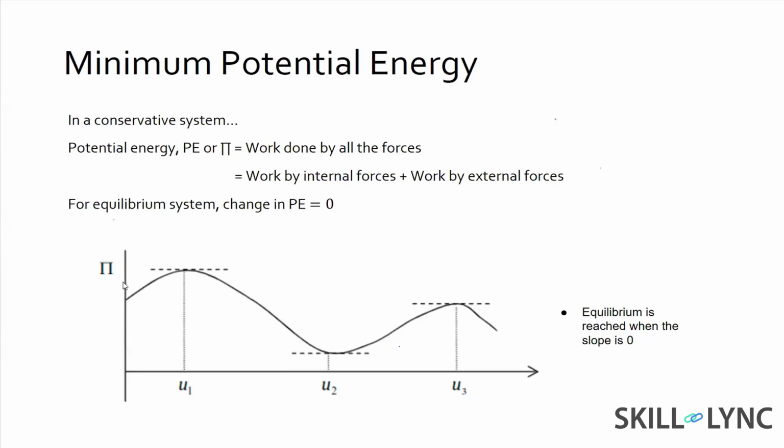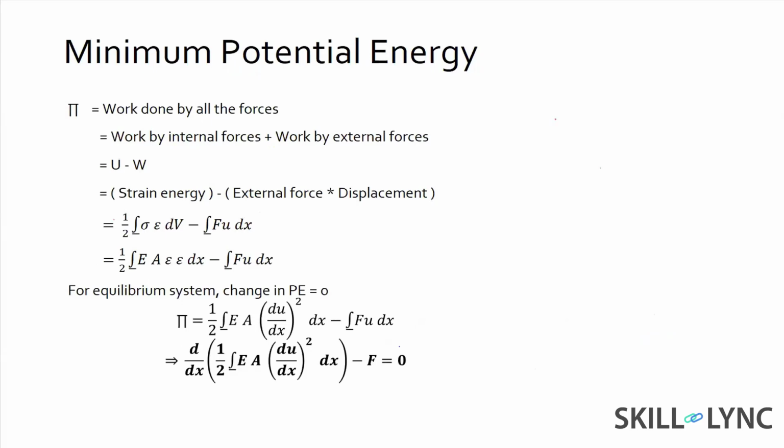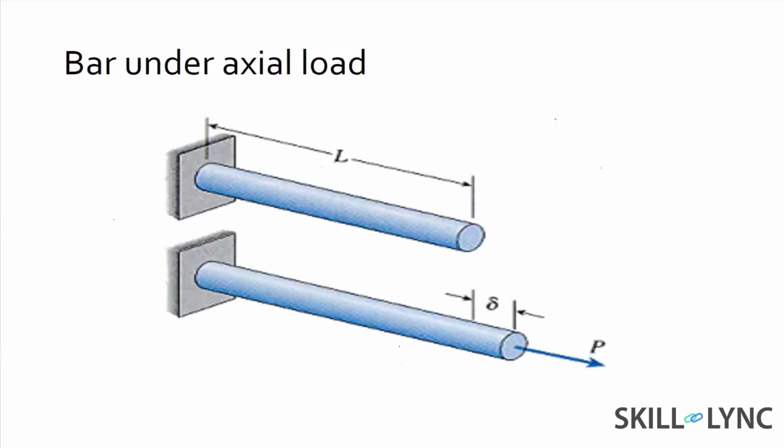And if you look at the change here, wherever the potential energy is hitting either a maximum or a minimum or an inflection point, that will be where your change in potential energy is zero, and that is where you have your stable equilibrium. And this is actually used for solving scenarios like this.